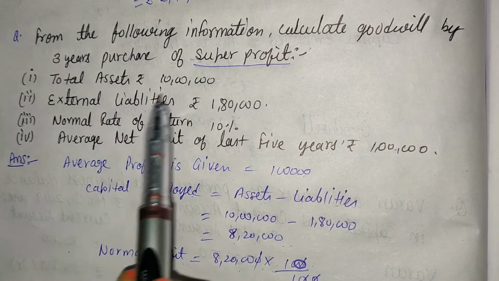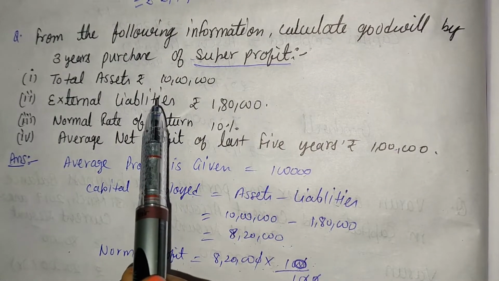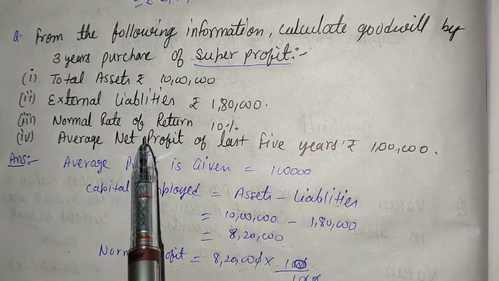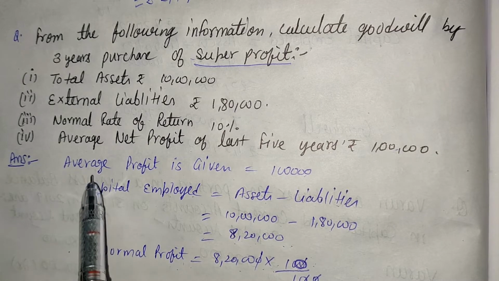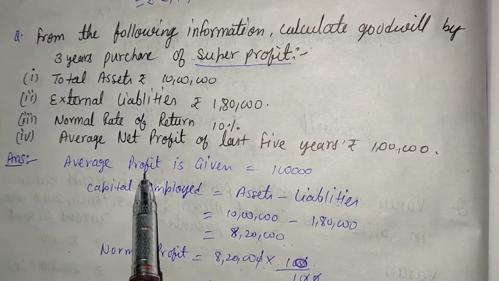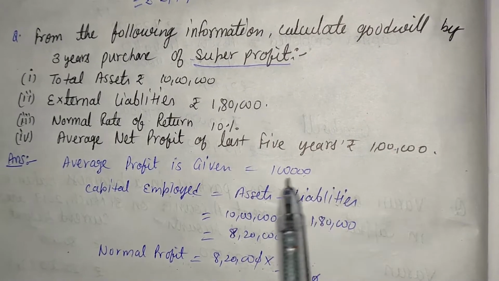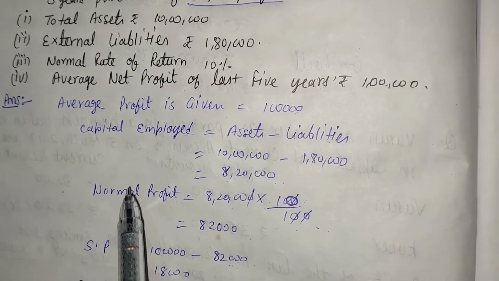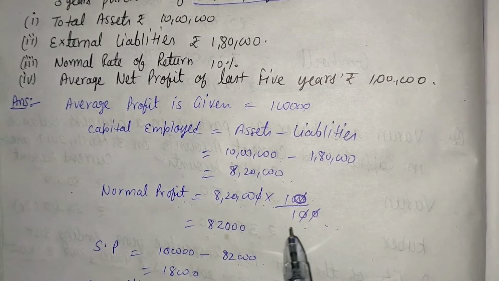Here that method is based on super profit. So first of all we will have to calculate super profit, and the super profit method is based on 3 steps. The first step is average profit. The average profit that is given in the question is rupees 1 lakh. Now step second, that is normal profit. Normal profit is equal to capital employed multiplied by rate divided by 100.